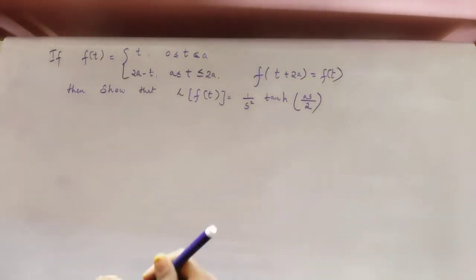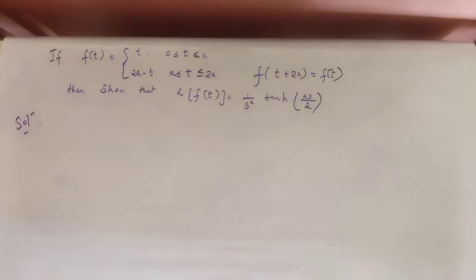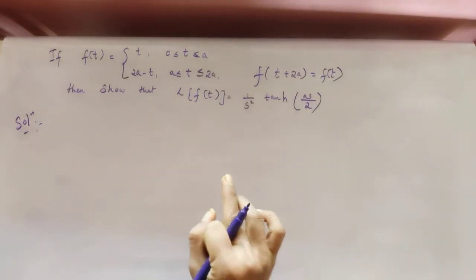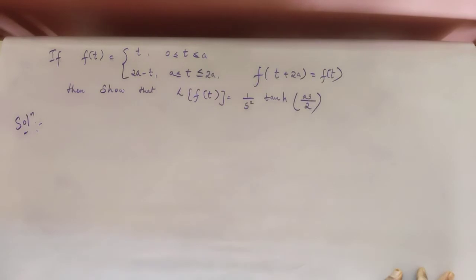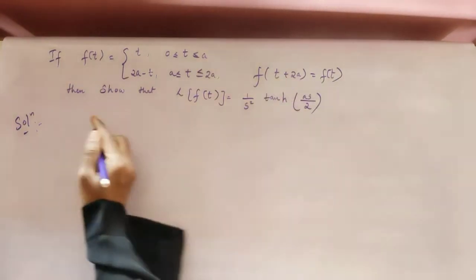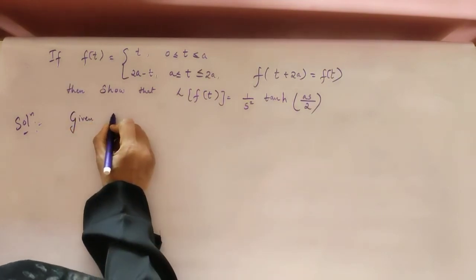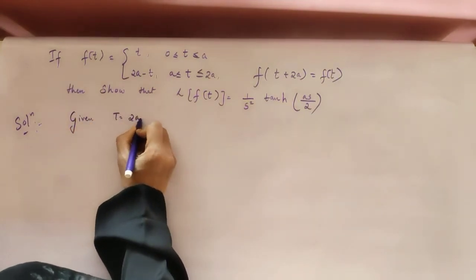The solution goes as follows. I request all of you to take a pen and a paper and start working on the problem with me. Just follow the video. It is clearly shown that the period of the function f of t is 2a. So first, what is given to you? That capital T is 2a.